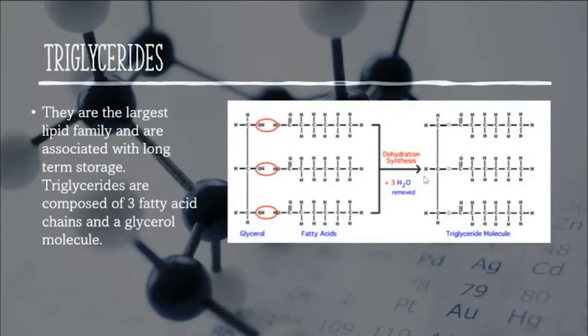So triglycerides are also another lipid family. They are the largest one. They're great for long-term storage. They're created through the condensation reaction of three fatty acids and a glycerol molecule. These can be either unsaturated or saturated, but you won't have to know specifically how. These are found in animals as fats and in plants as oil.